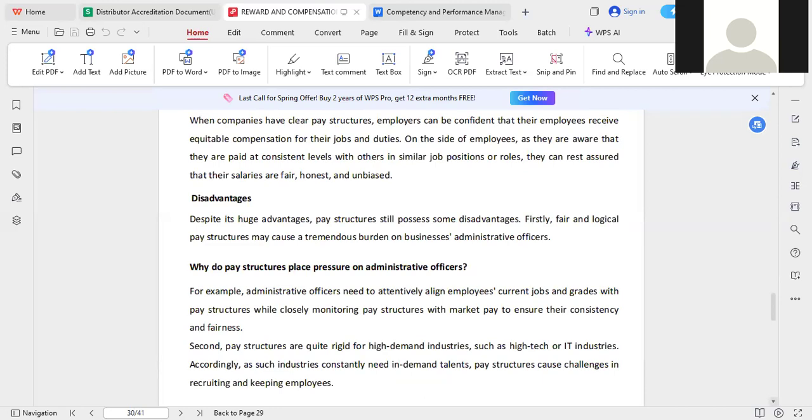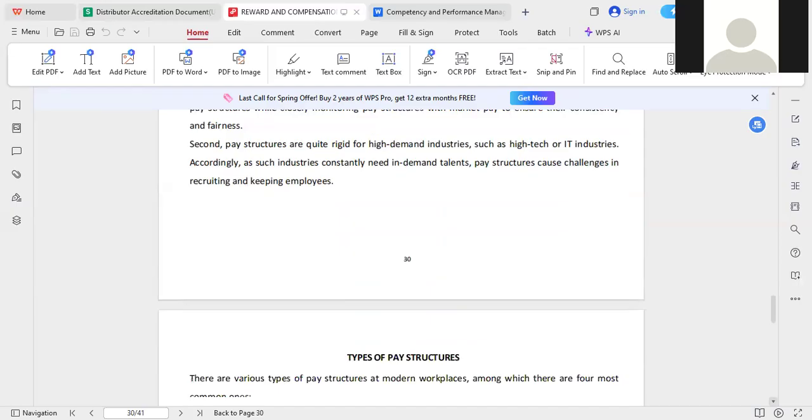But one of the disadvantages is that it brings a lot of pressure. Administrative officers need to attentively align employees' current jobs and grades with pay structures while closely monitoring pay structures against the market to ensure that there's consistent fairness. In other words, human resource managers must make sure that with improvements in market structures and growth, there has to also be a corresponding improvement in salaries to be able to match them.